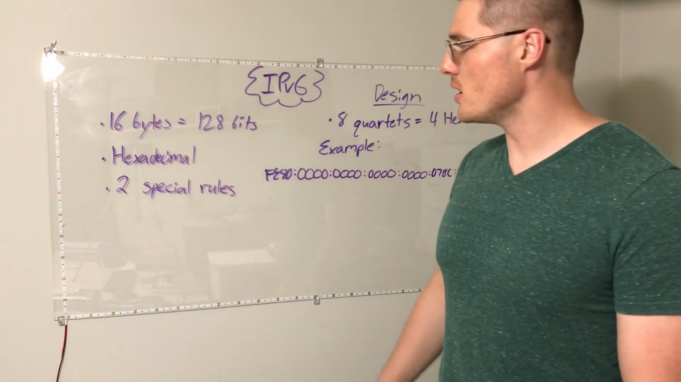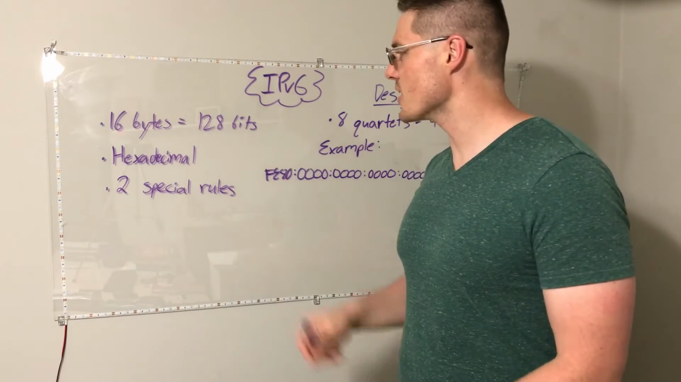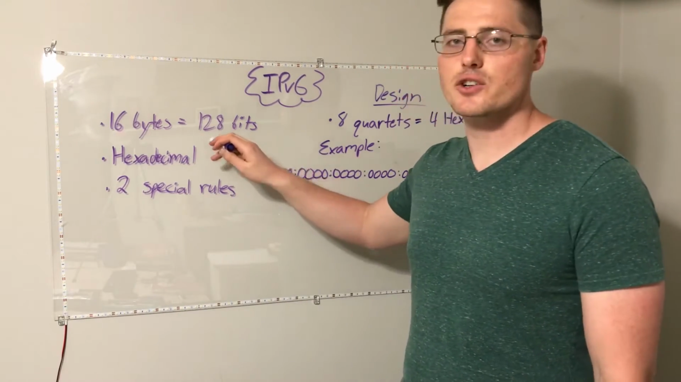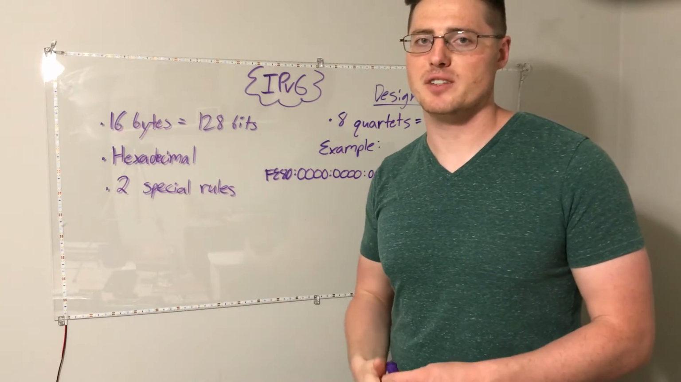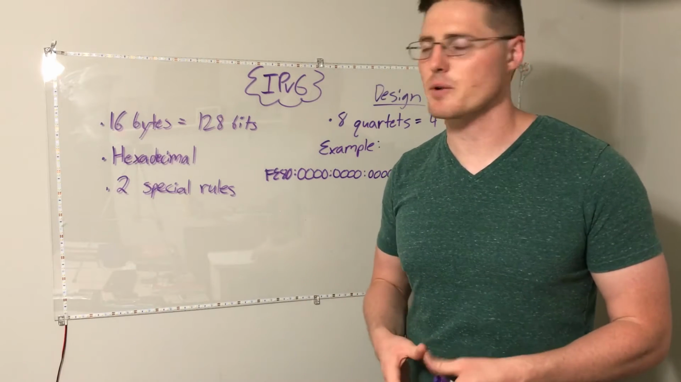So let's talk about why is it better. It's better because it's bigger. And it's bigger in this case because it has 128 bits instead of 32 bits. What that means is it's able to accommodate more devices on the network.